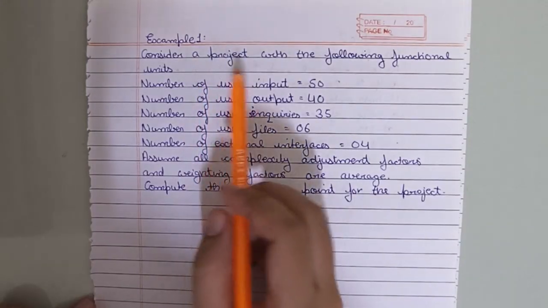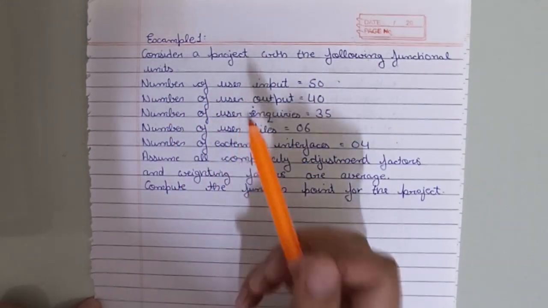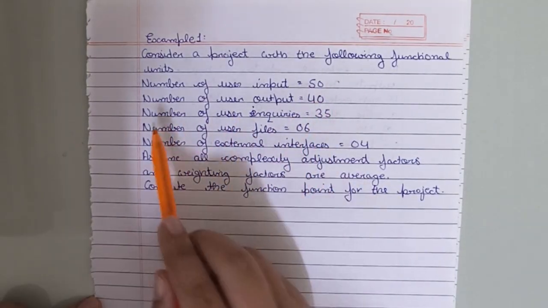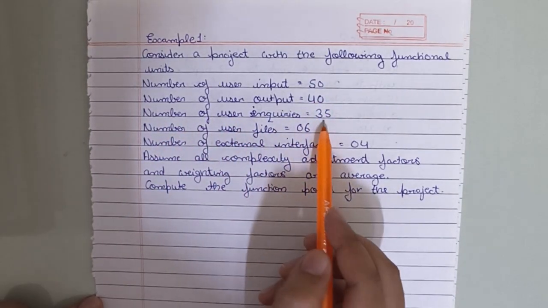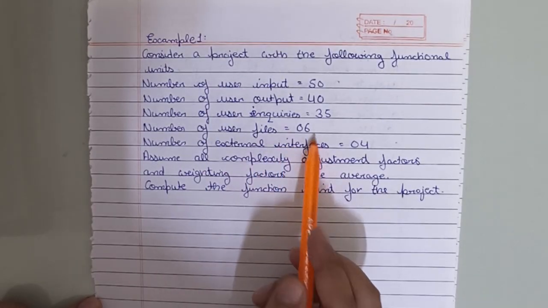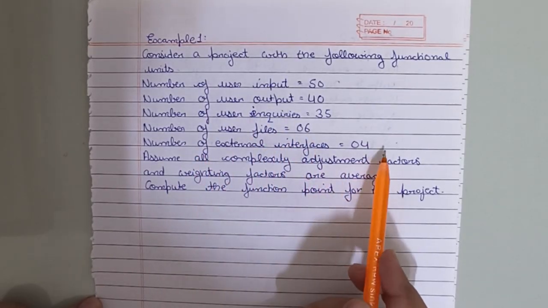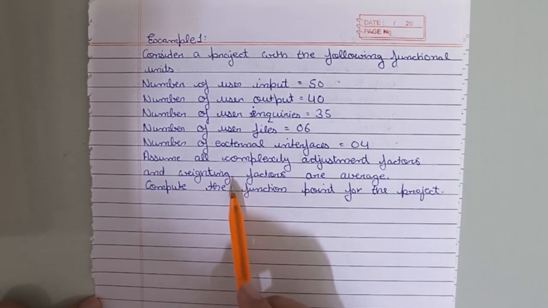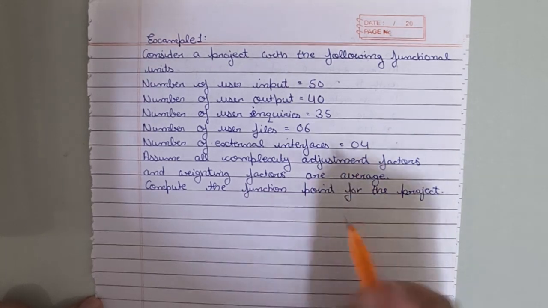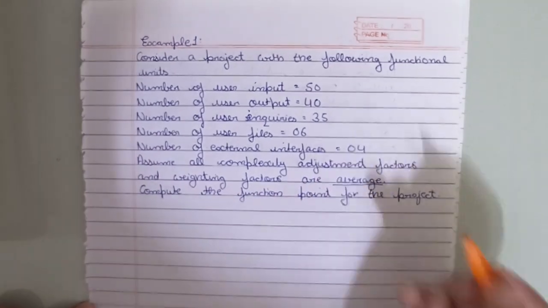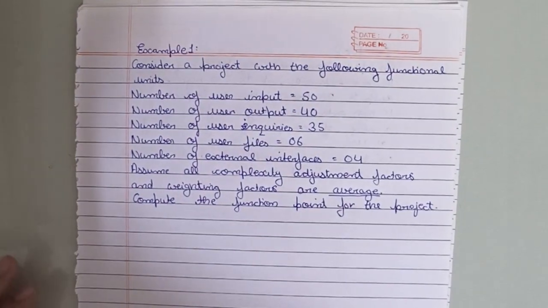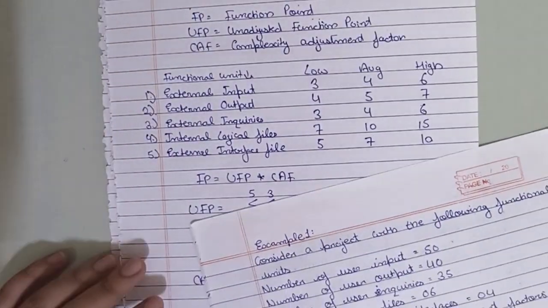Example 1. Consider a project with the following function units. Number of user input 50, number of user output 40, number of user inquiries 35, number of user files 6, number of external interfaces 4. Assume all complexity adjustment factors and weighing factors are average. Note, weighing factors are average. Compute the function point for the project. So we have to draw the table again.